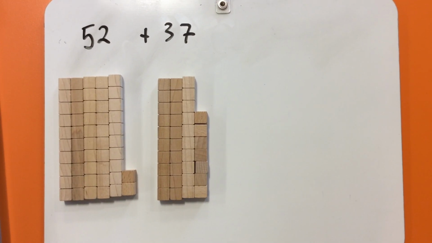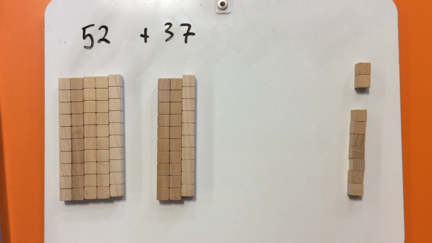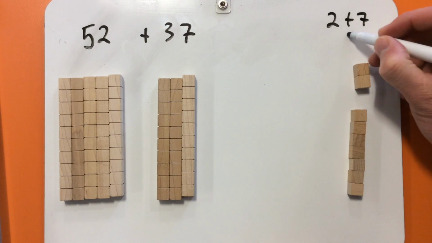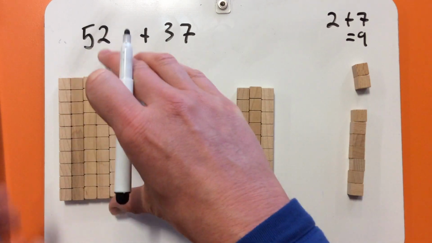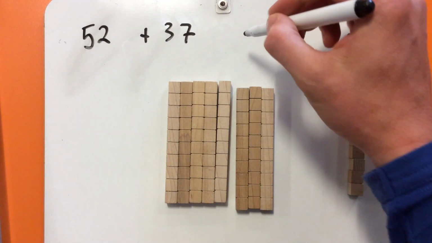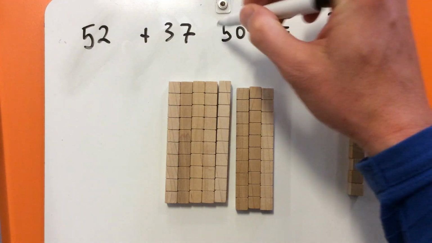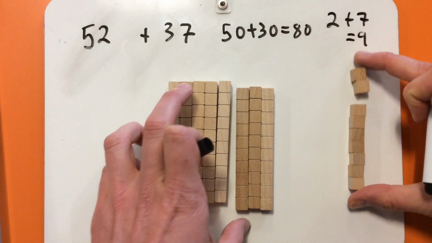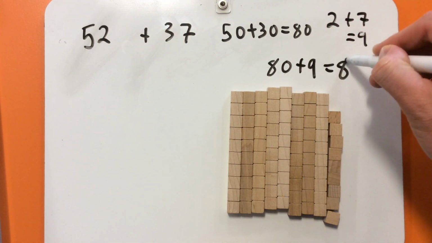For our second example, I'm going to do this a little bit differently. I'm still going to move the ones first, but I'm going to write 2 plus 7, and that equals 9. And then I'm going to put 30 plus 50, or the other way around, 50 plus 30, and that equals 80. Then I'm going to add my two numbers together. 80 plus 9 equals 89.